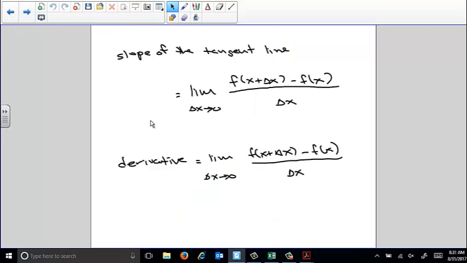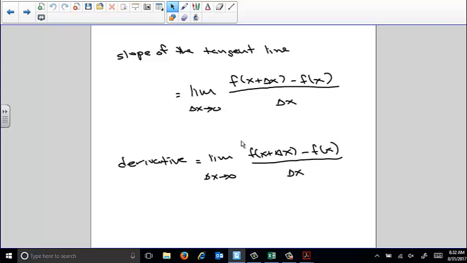So there you go. And it turns out the slope of the tangent line, which I've defined as the limit as delta x goes to 0 of the value of the function at x plus delta x minus the value of the function at x, divided by delta x, which is just the definition of the slope, is also what we call the derivative. So the slope of the tangent line is the derivative. And that's it. Okay, that wasn't very complicated, was it? But we needed to know about limits.